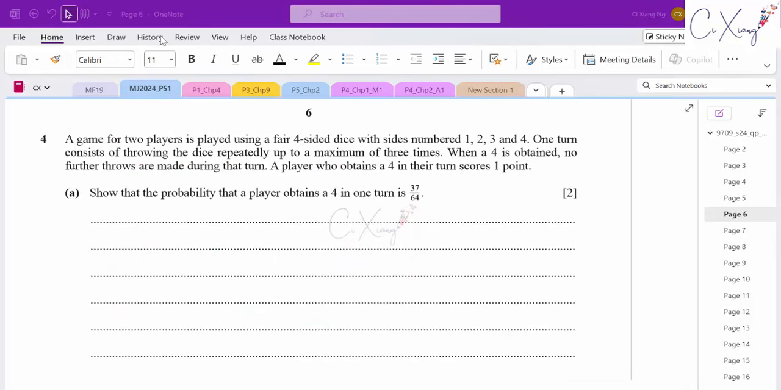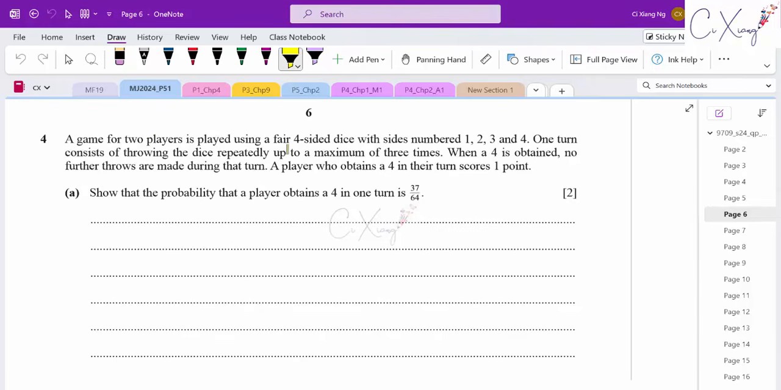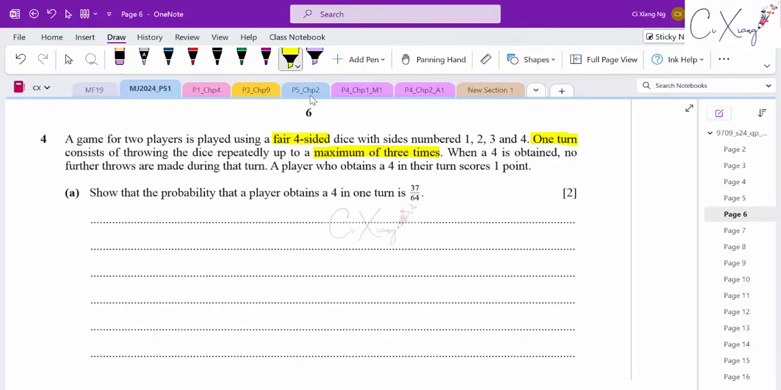Okay, so we are now at question number 4. There's a game for 2 players. It's played using a fair 4-sided dice, with the sides numbered 1, 2, 3, 4. One turn consists of throwing the dice repeatedly up to a maximum of 3 times. So one turn means that you have to throw the fair dice a maximum of 3 times.